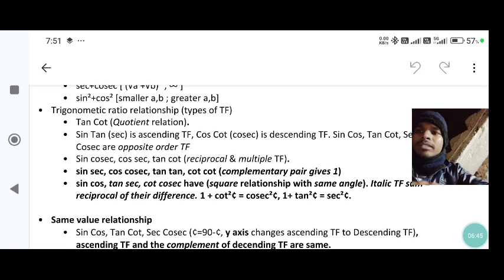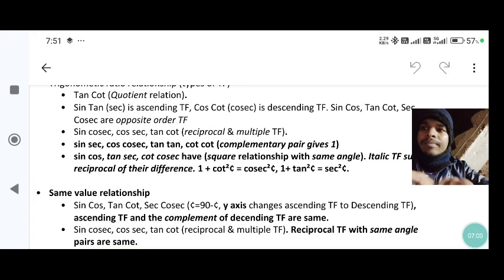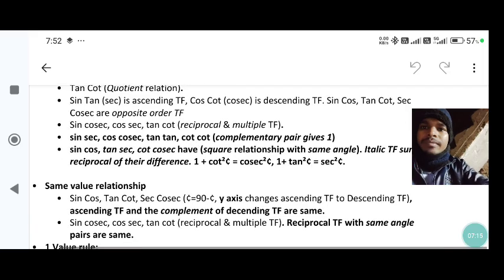Trigonometric ratio relationship. Types of trigonometric function. First of all, tan and cot, these are quotient relations, in which tan theta is equal to sin by cos theta, cot theta is equal to cos by sin theta. Here sin theta, tan theta and sec theta are ascending trigonometric functions, which are arranged from decreasing to increasing order, whereas cos theta, cot theta and cosec theta are descending trigonometric functions, which are in decreasing order.